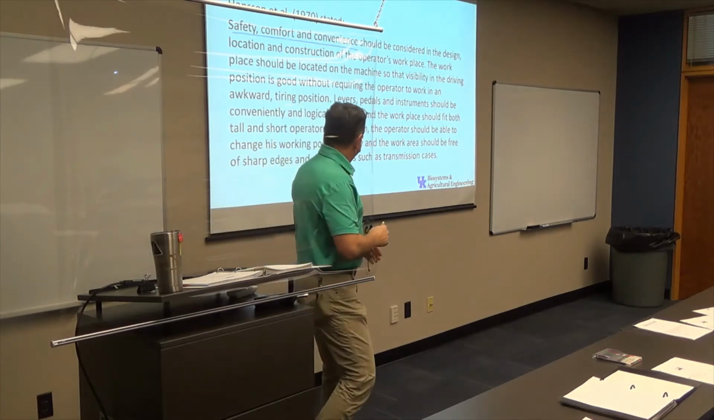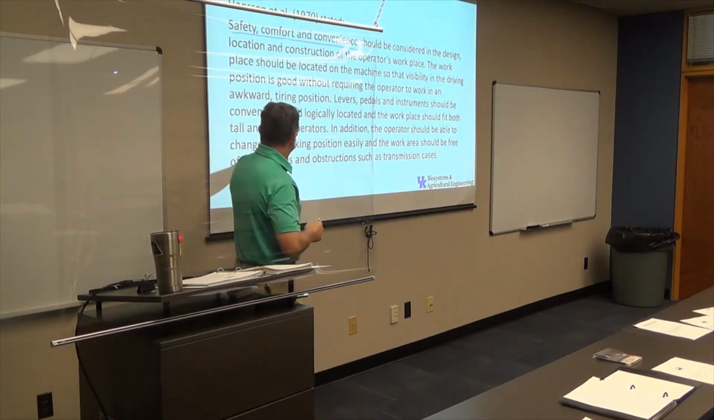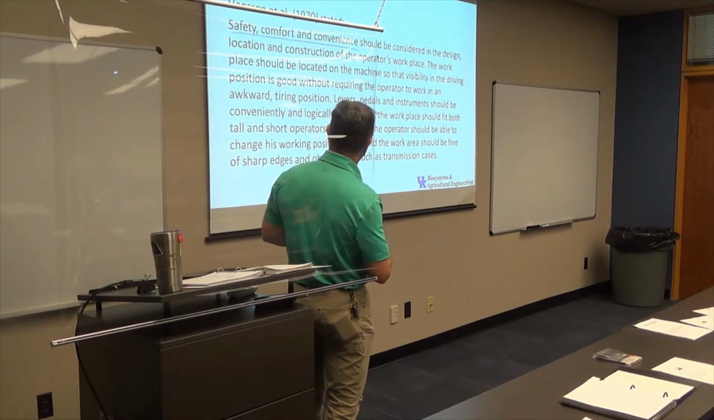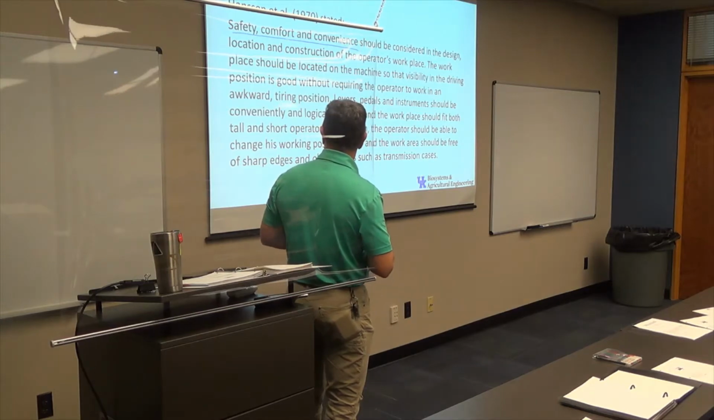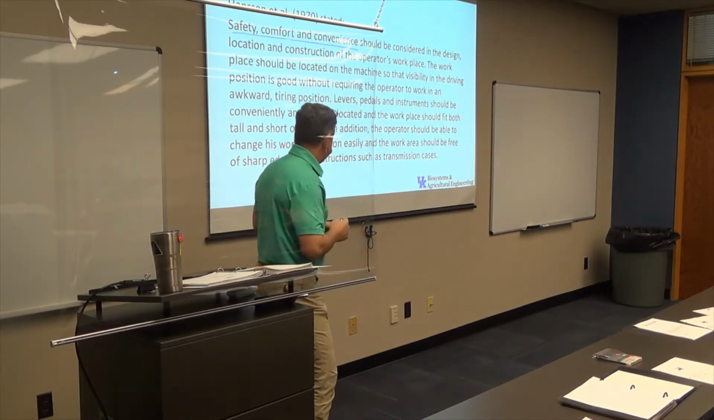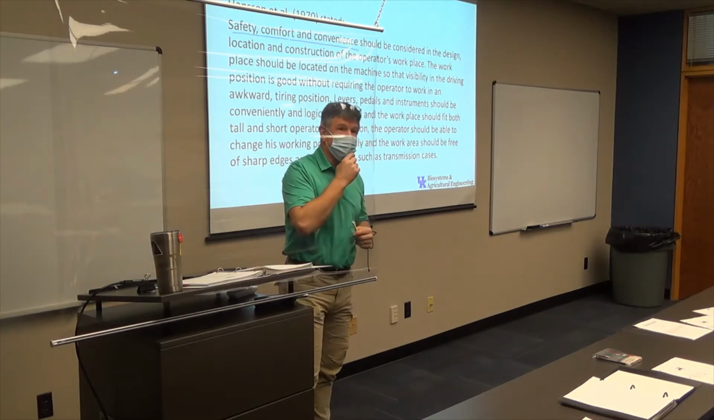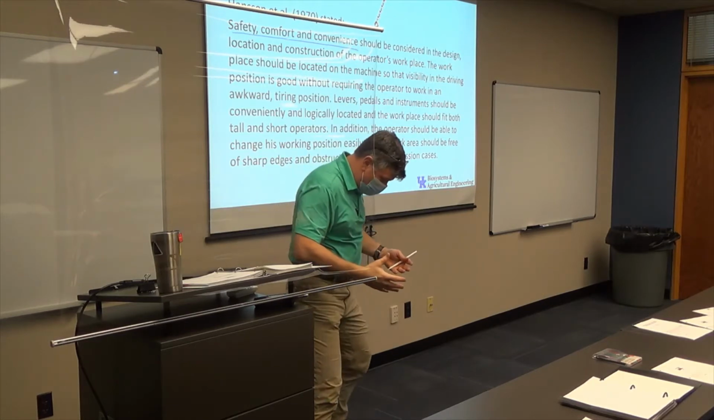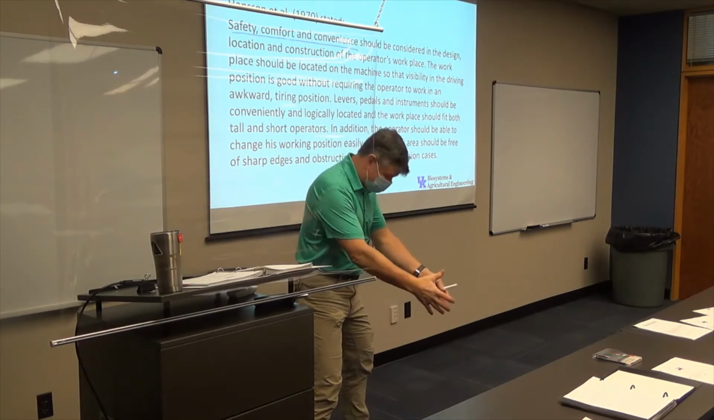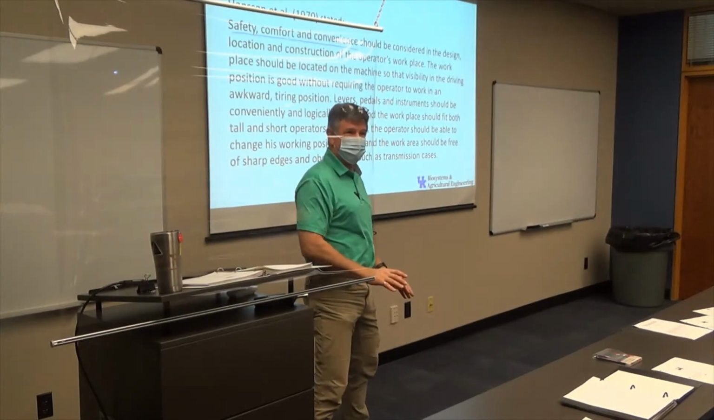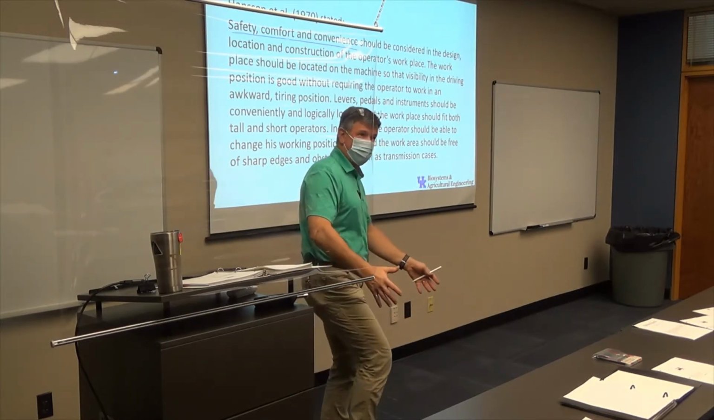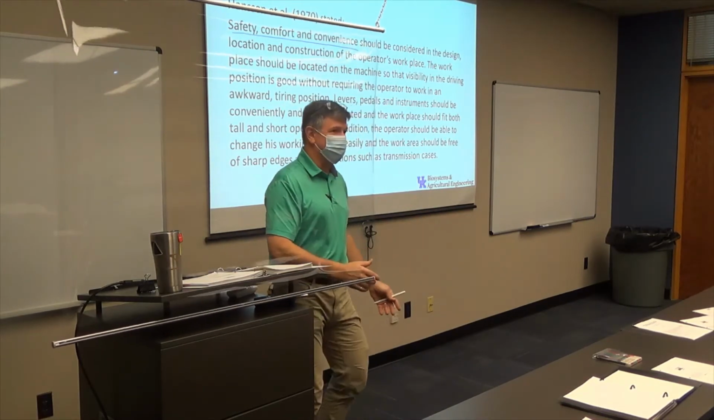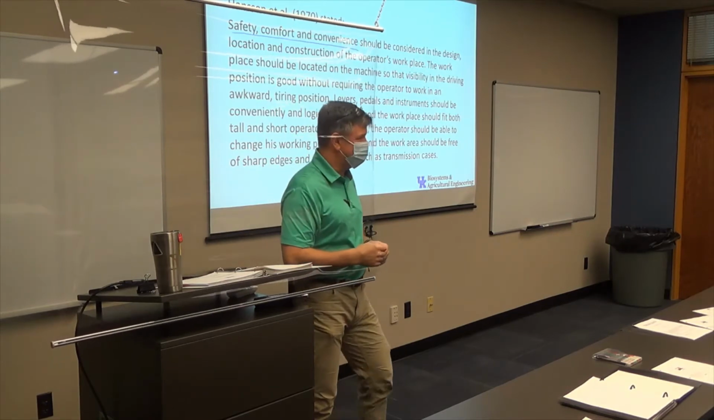In addition, the operator should be able to change his, of course this is before gender neutrality, but change the working position easily, and the work area should be free of sharp edges and obstructions such as transmission cases. Again, you look at some old tractors, and some of you are smiling and get on old tractors. When you got in the operator station, one leg was on either side of the transmission, so you literally had a transmission between your legs and you were sitting right on top of it. There was no flexibility to move your legs, so you get cramps because you had no ability to cross your legs and move around to keep circulation moving.